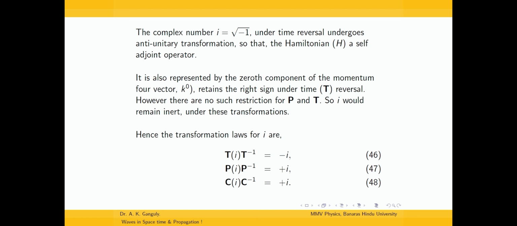But it is not that these two transformations only affect the active variables, they also do affect the inert objects like the complex number square root of minus 1, or the Levi-Civita symbol epsilon mu nu lambda sigma, or the coordinates themselves.